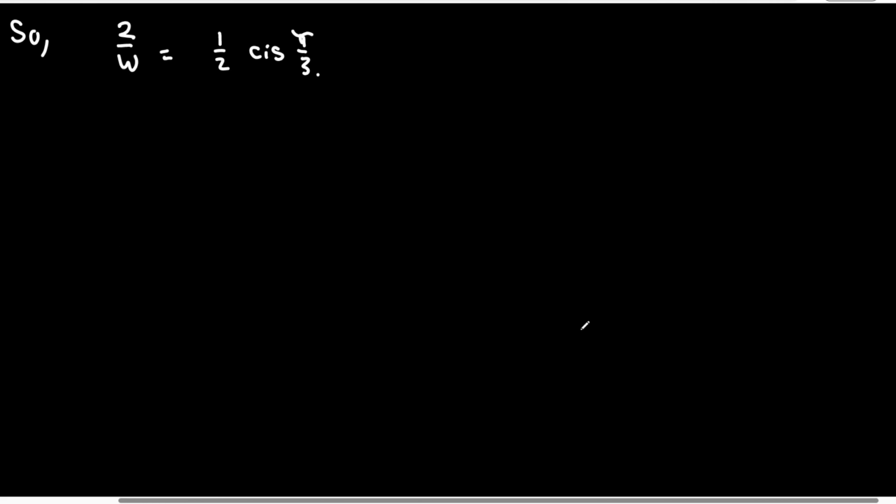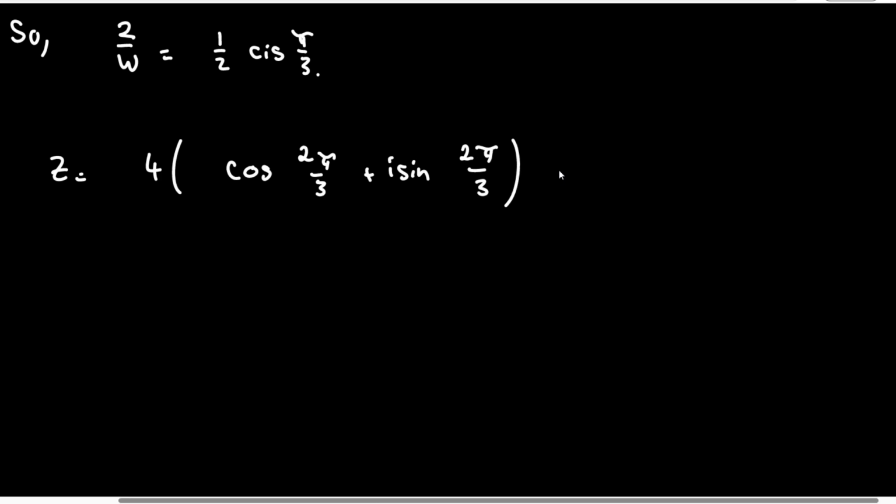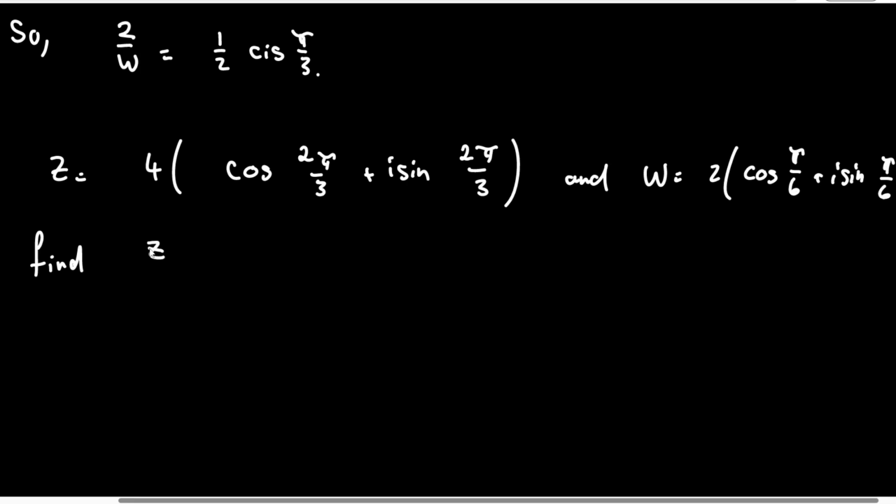Okay, what about something like this though? What if they give us z equal to 4 cosine 2 pi over 3 plus i sine 2 pi over 3, and w could be something like 2 cosine pi over 6 plus i sine pi over 6. Again, super easy. They ask us to find z divided by w in Cartesian form, though.